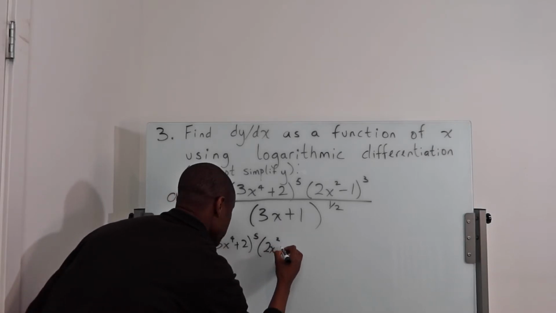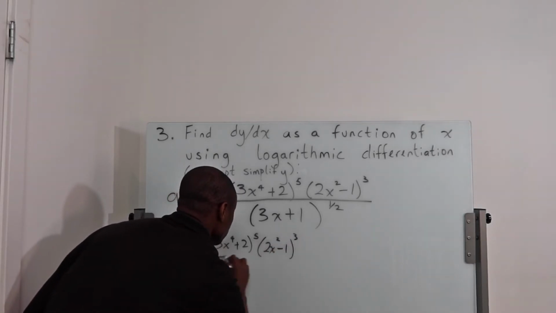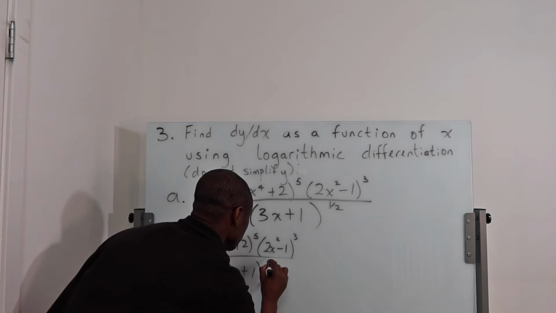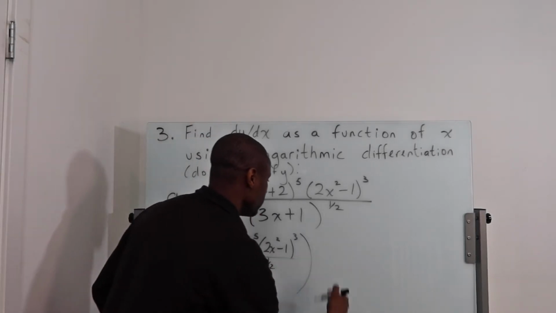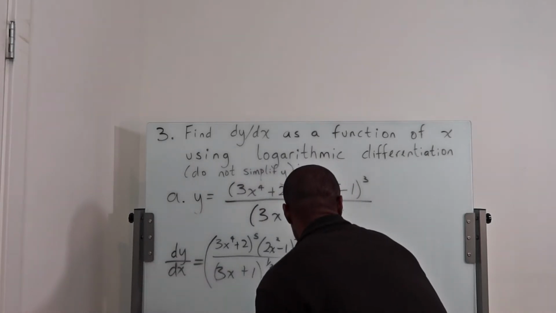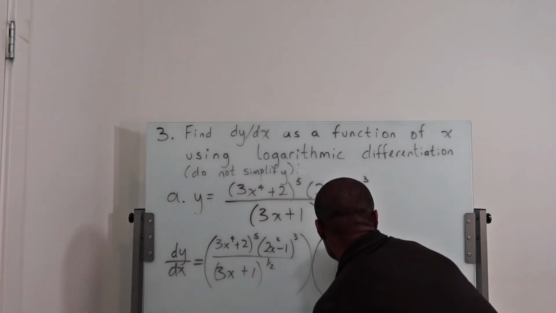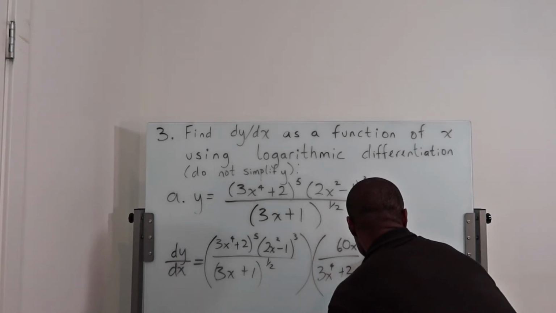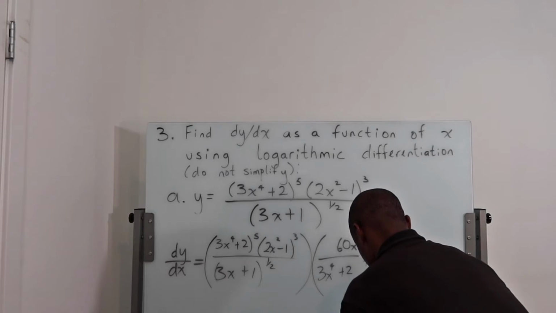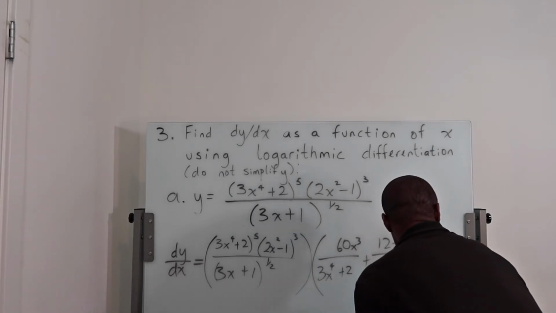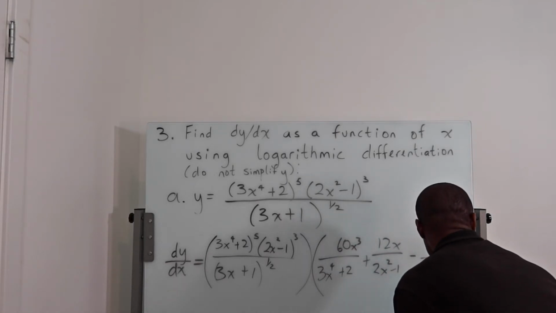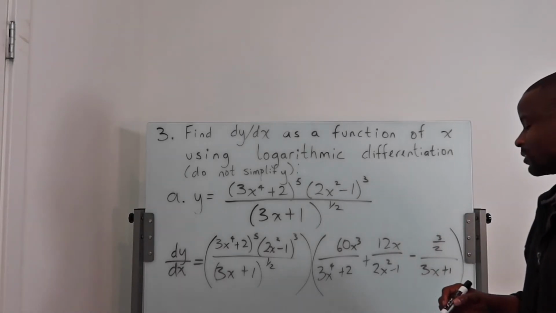Times (2x² − 1)³ over the denominator (3x + 1)^(1/2), that's y, times what we had earlier, which is 5 times 12x³, that's 60x³, over 3x⁴ + 2 is 12x over 2x² − 1 minus 3/2 over 3x + 1. And that's our final answer.